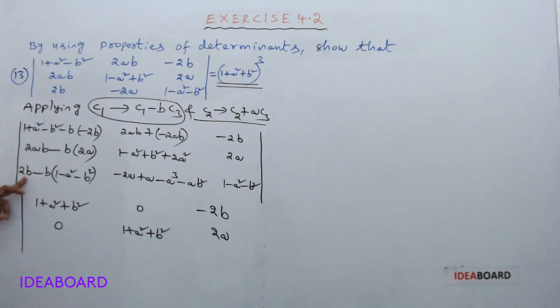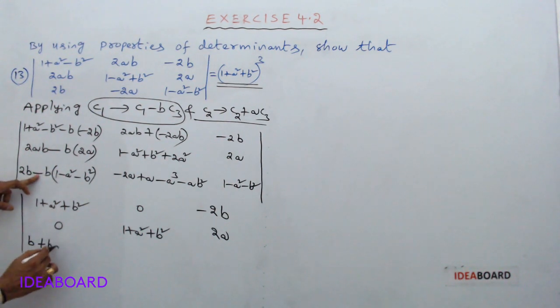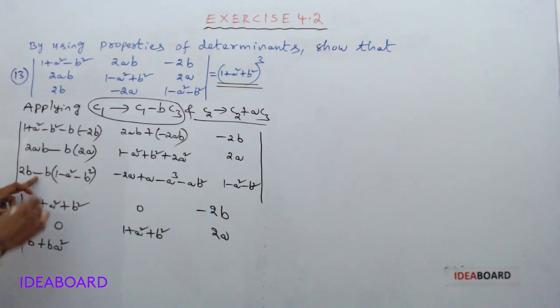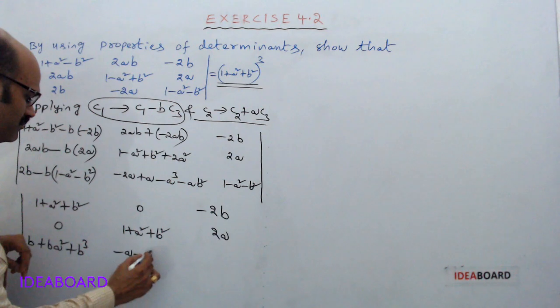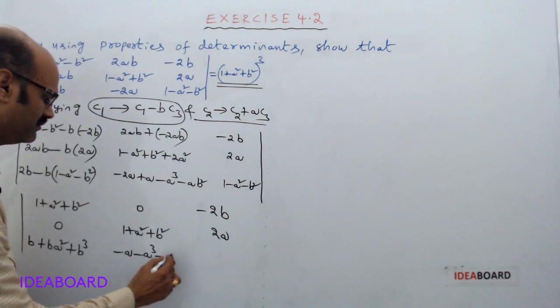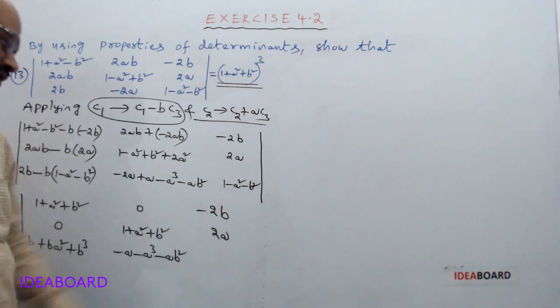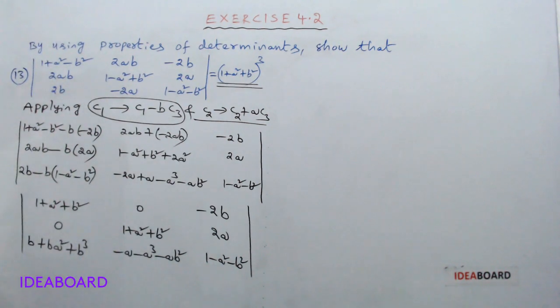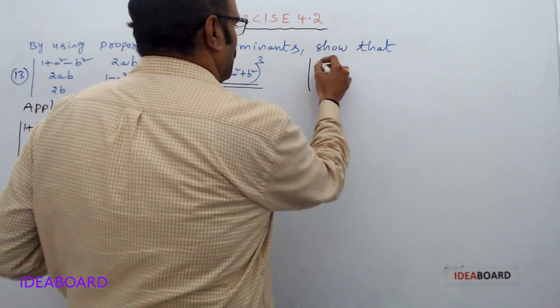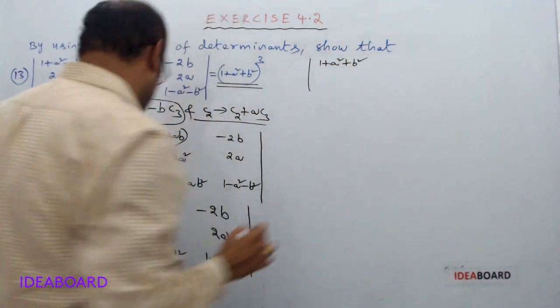Now 2b minus b plus b, minus into minus plus ba square, minus into minus plus b cube. Next minus 2a plus a minus a minus a cube minus ab square. Next we have 1 minus a square minus b square. Now here we can write it as 1 plus a square plus b square, 0.